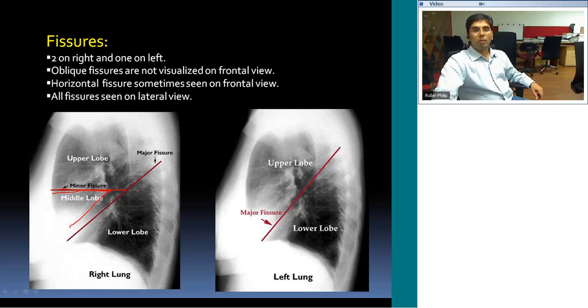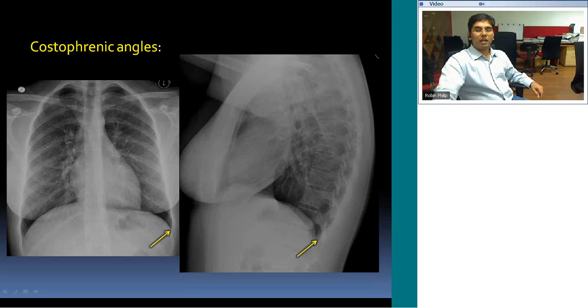Then let's move on to the costophrenic angles. You can see this on the frontal view; it is very sharp, which means there's no effusion. On lateral views, even very minimal fluid can be seen in the posterior costophrenic sulcus. So always look at this. In elderly patients, the CP angles may be a little blunted because of fat accumulation, and there may be some flattening of the domes due to hyperexpansion of the lungs.